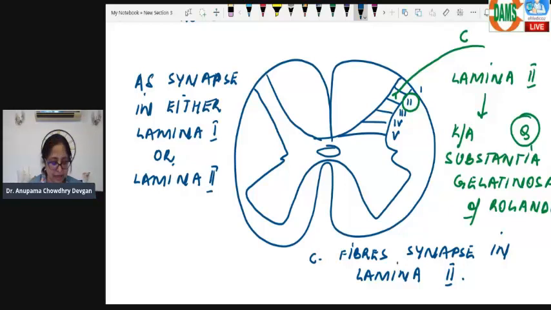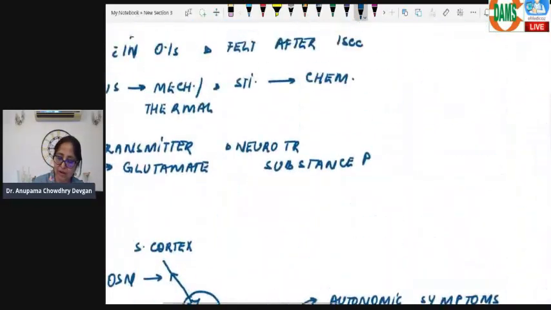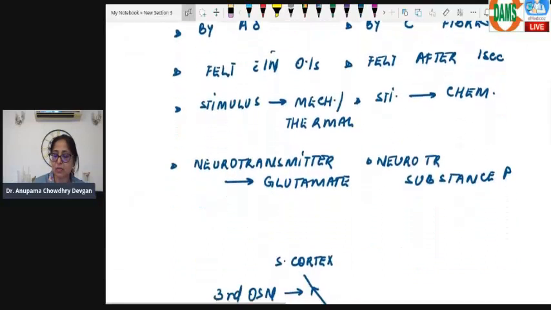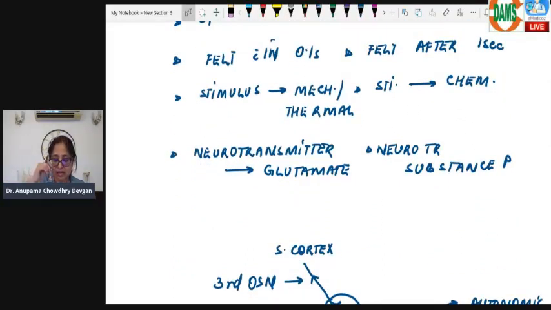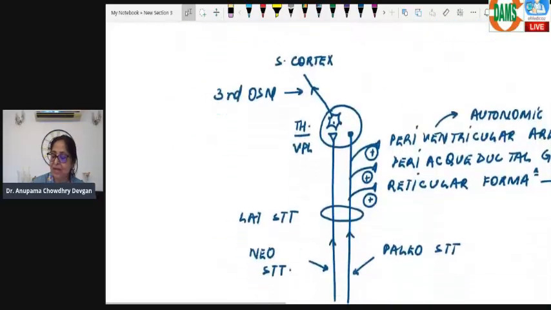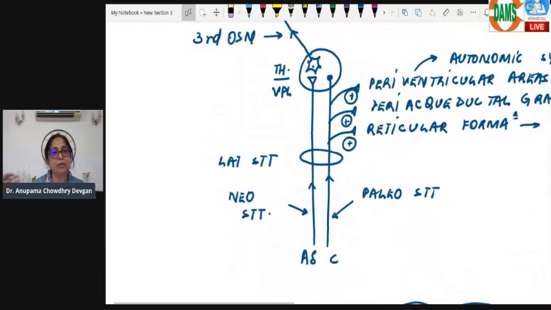So this is as far as the slow pain and the fast pain fibers are concerned. Again, what are the differences between slow pain and fast pain fibers? We've already discussed the synonyms for slow and fast pain. Fast pain is carried by A delta fibers and slow pain by C fibers. Fast pain is felt within 0.1 second, slow pain felt after 1 second. The stimulus for fast pain is mechanical or thermal, and for slow pain the stimulus is chemical. Neurotransmitter for fast pain is glutamate, and for slow pain the neurotransmitter is substance P. The slow pain fibers give a number of collaterals and terminate in the thalamus. Fast pain fibers give no collaterals and terminate in the cortex.